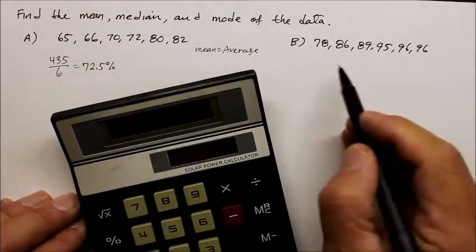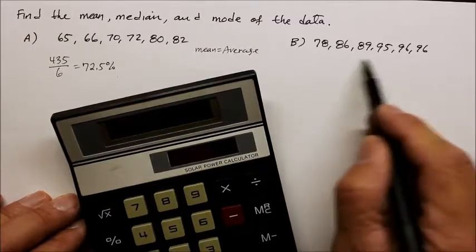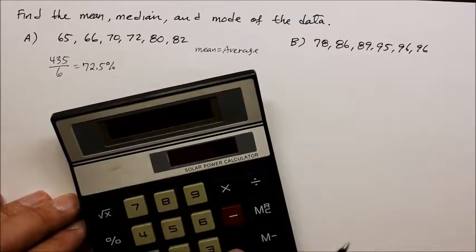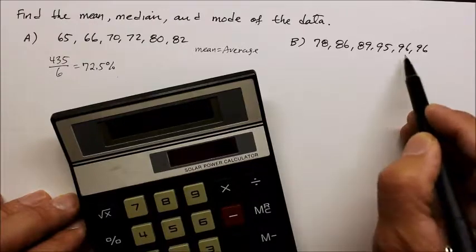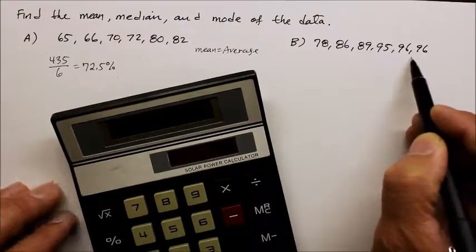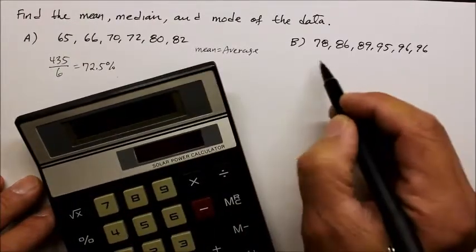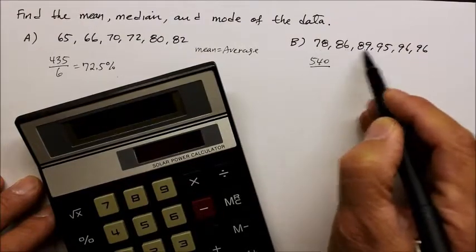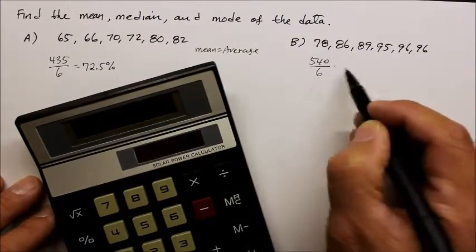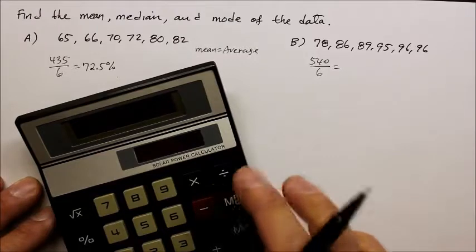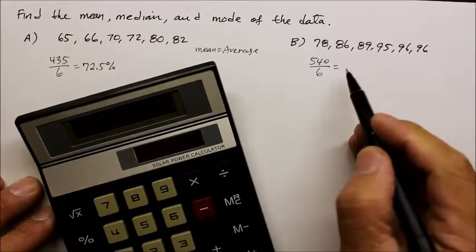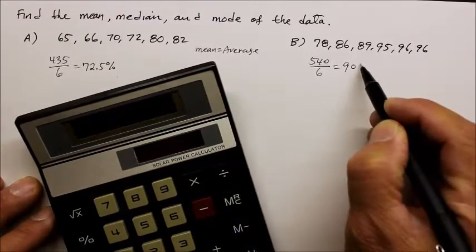Since we're at it, let's do our side of the neighborhood. In this neighborhood, it seems higher. So let's go ahead and add those up. Does that mean they cheated? I wonder. So that's 540. But divide that also by a total of 6 numbers. So the average for this side is 90%.